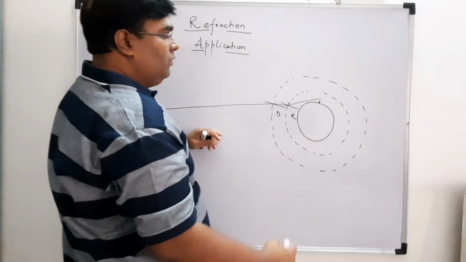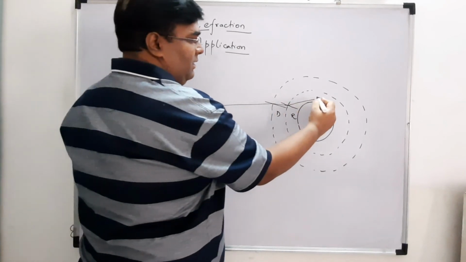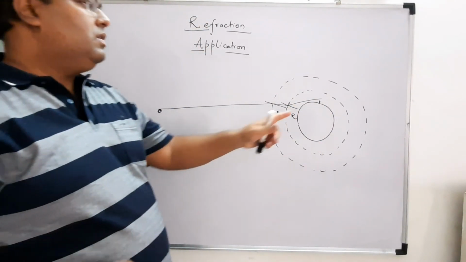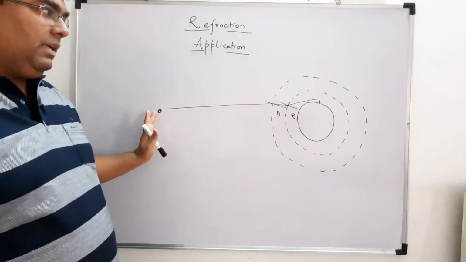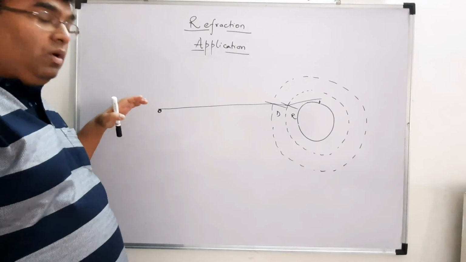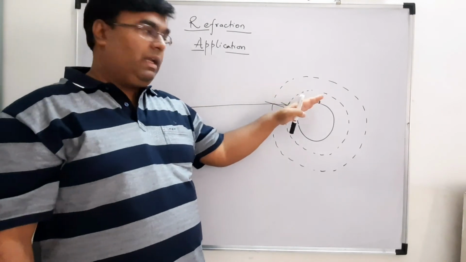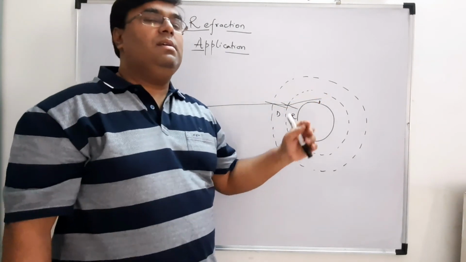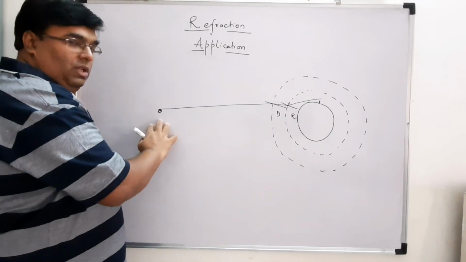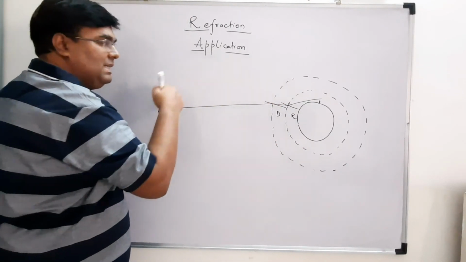Now this light is reaching my eyes, so I can now see the sun. Due to refraction, the light which was not supposed to come to us has bent and is coming to us. So in the morning, when the sun has actually not risen, we can see the sun.